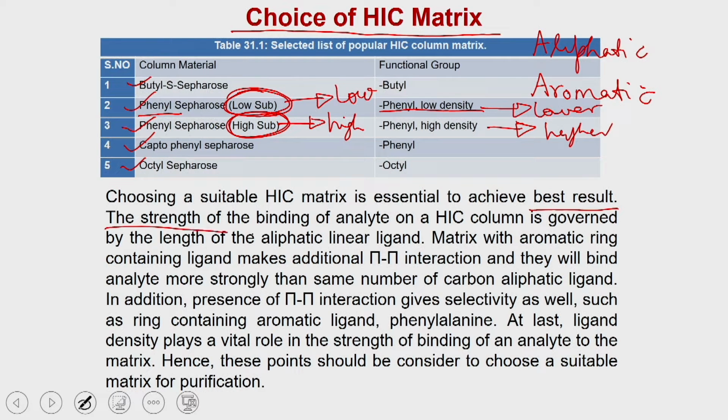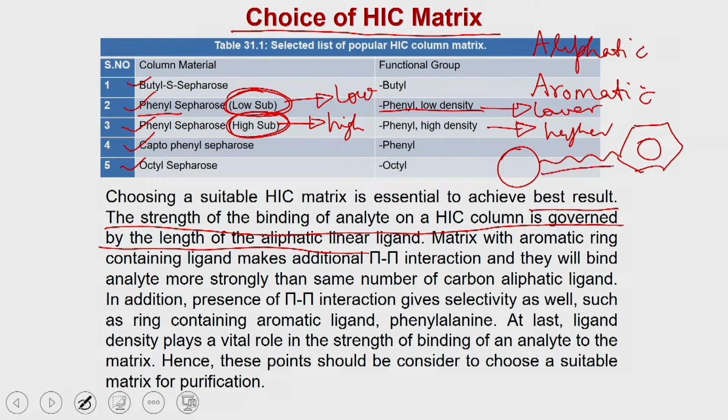The strength of the binding of the analyte is governed by two factors. One, what ligand you are using for interactions, and two, the chain length you are using, because if you increase the chain length, you are giving more flexibility for the ligand to interact with the inner core hydrophobic groups present on the proteins. So, the chain length, suppose this is a bead, and this is your HIC matrix.